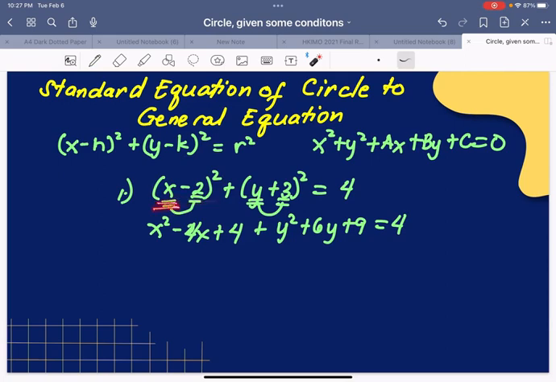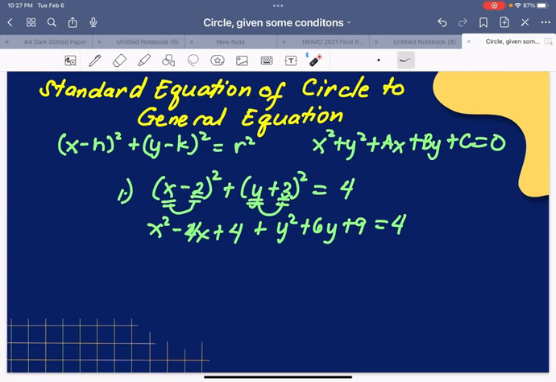So, x times x, squared. X times negative 2, negative 2x times 2, kaya negative 4x. 2 times 2, that is positive 4. Okay? So, ganun din dito, square of binomial yung technique na in-apply ko. Y times y, squared. Y times 3, that is 3y times 2, kaya naging 6y. Then, 3 times 3, 9, equals 4.